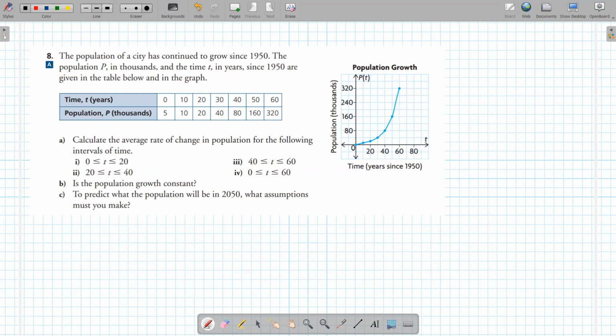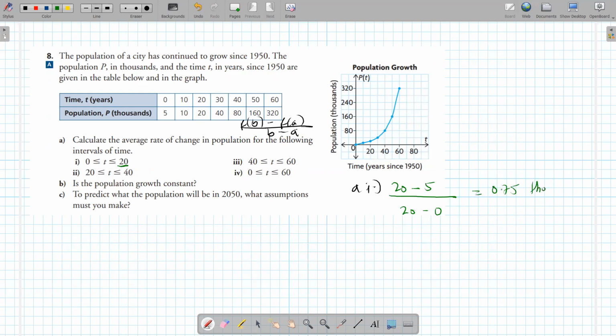40 to 60. Yeah, 40 to 60. And as you go away from the vertex, the starting point, the greater the slope will be. Let me just quickly do one or two of these. For part I, we're going from 0 to 20. We use f(b) minus f(a) all over b minus a, which means the y value at 20, which is 20, minus the y value at 0, which is 5, all over 20 minus 0. So that's 15 over 20, that's 0.75.